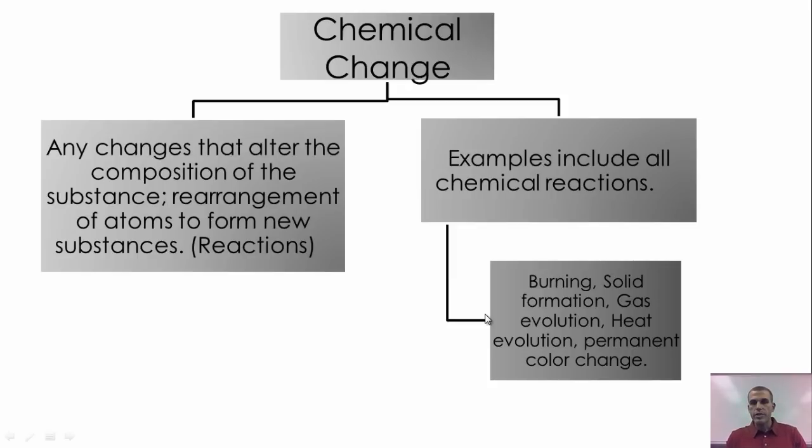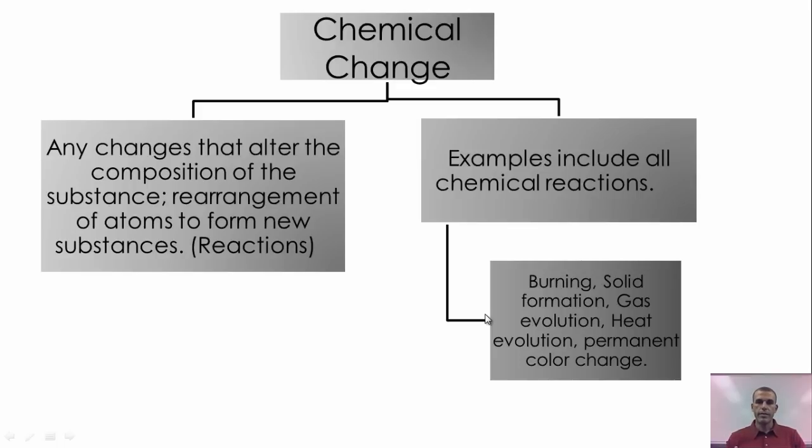So now looking at chemical change. These are any changes that alter the composition of the substance. What we're talking about here is rearranging some of the atoms around, and we're creating some new substance. So we started off with certain reactants and we ended with certain products, and there's been some chemical changing that's occurred, basically rearranging or reordering the atoms so we come up with some new substances, okay?